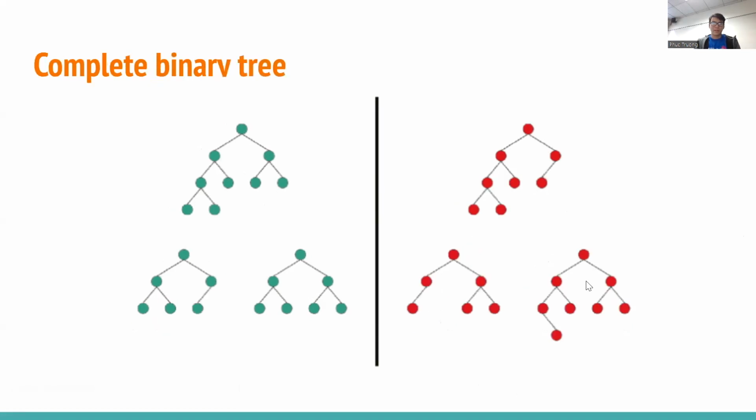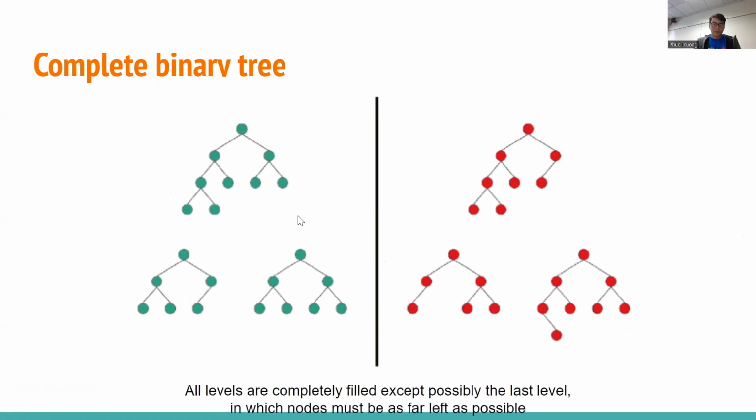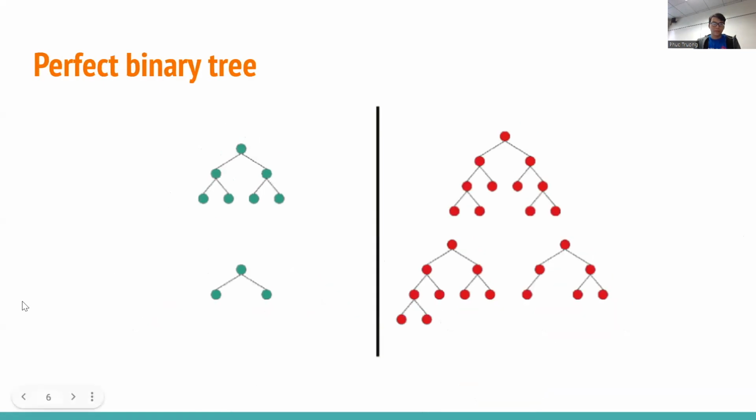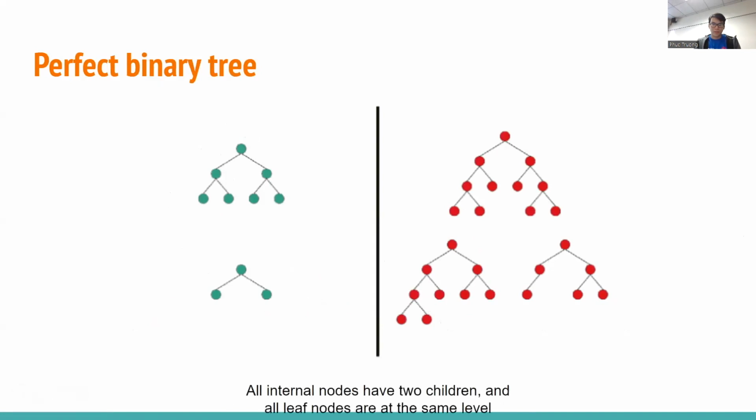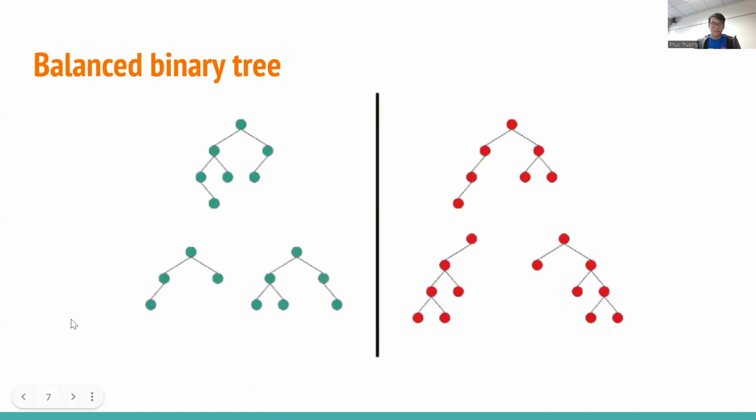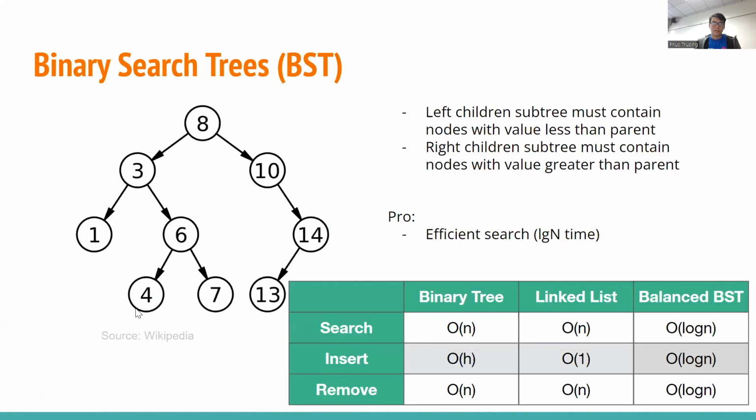Complete binary tree, it's filled up. So all the nodes are filled up, all the levels are filled up until the end. Perfect binary tree. Balanced binary tree. Okay. And then this is the important thing that's actually important.